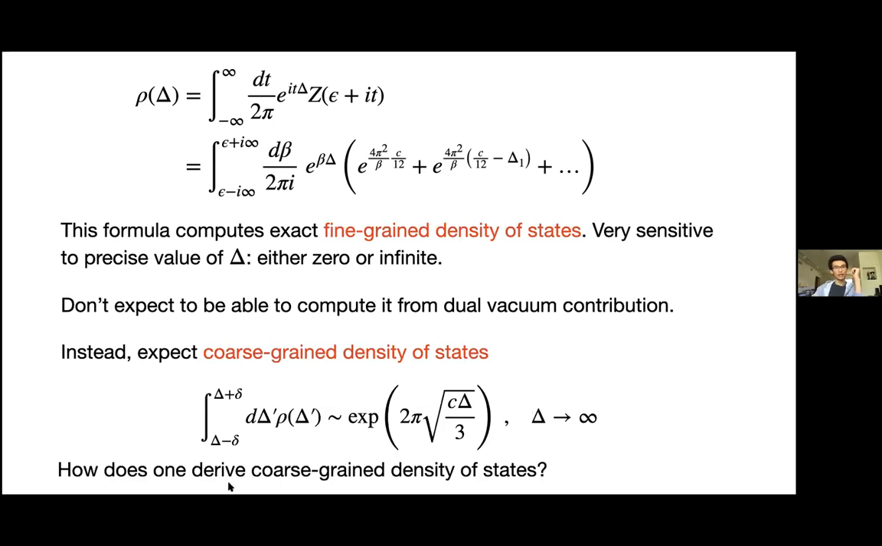But then the question remains, so how do you derive this formula? And that's what I'm going to explain next. But this is a good time for questions, if there are any.